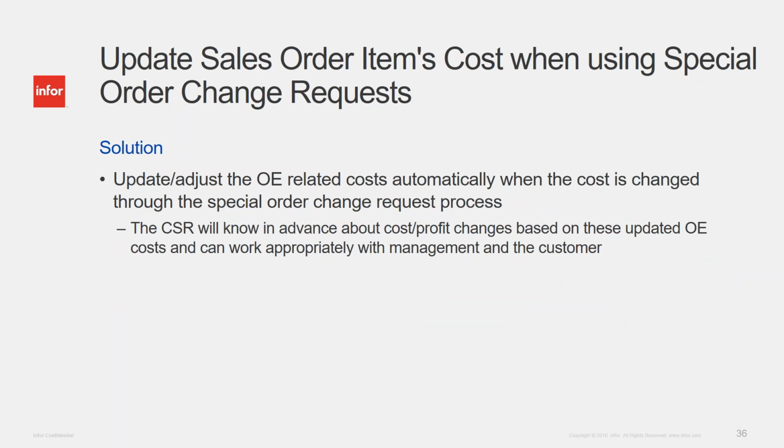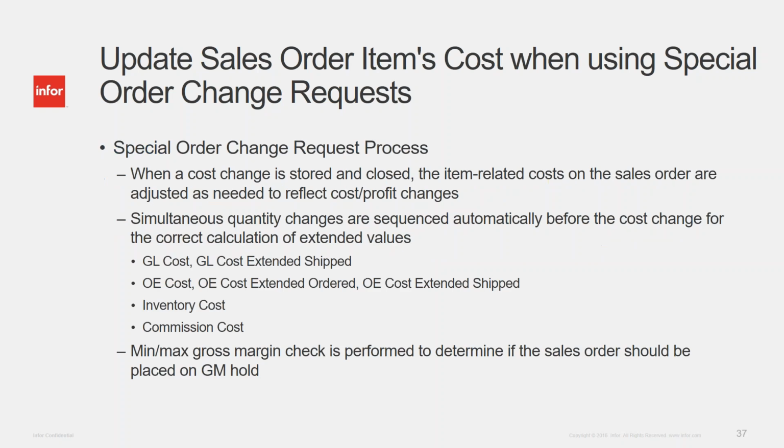Our solution: we are adjusting the order entry related costs automatically now when the cost is changed through the special order change request process. This will then notify the CSR in advance about the cost and profit changes so that they can work appropriately with management and the customer to provide the correct information. So while you're in the special order change request process, when a cost change is stored and closed, the item-related costs on the sales order are adjusted as needed to reflect cost and profit changes.